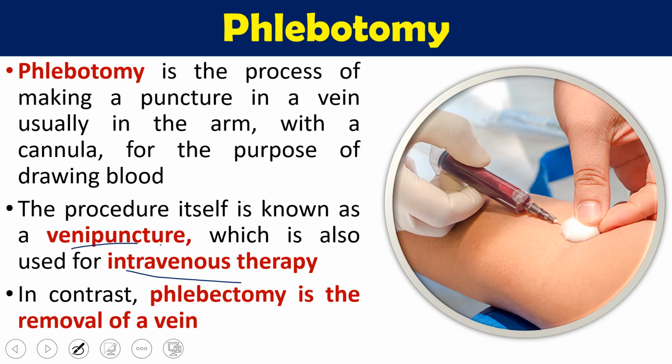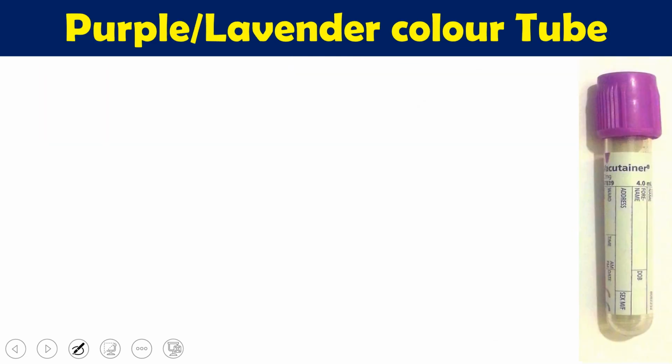Now there are other terms whose pronunciation looks the same, but the meaning is different. Phlebotomy is the withdrawal of blood, whereas phlebectomy is the removal of the veins from the body. So phlebotomy and phlebectomy are two different terms, roughly almost opposite. One is withdrawal of blood, the other one is removal of veins from the body.